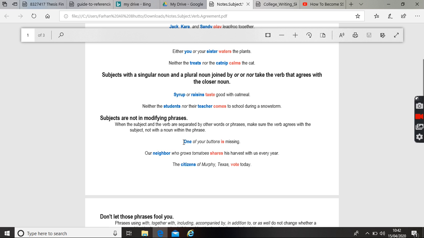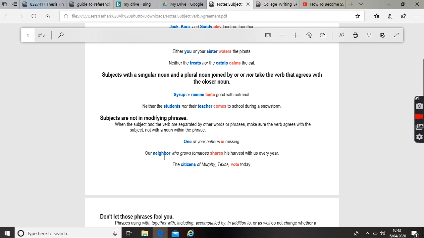Now if you see this sentence, one of your buttons is missing. Now you might be thinking that the word buttons is used, so why a singular verb? Now see, we are not talking about all the buttons. Our subject is this one, so it's not all buttons, it's one of those buttons. So it's one of those buttons is missing. So our subject is singular, so the verb has to be singular.